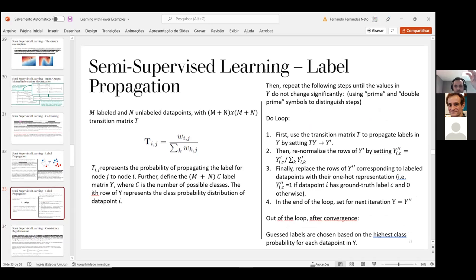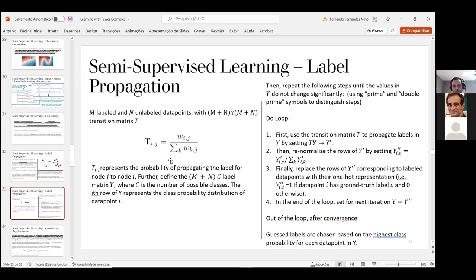So if we try to go deeper on the algorithm, suppose we have m labeled data points and n unlabeled data points, with an (m plus n) times (m plus n) transition matrix T, given by the weights W_ij, index i-th row, j-th column. This transition matrix is usually normalized to one, so we rescale all the weights by the row sum. And hence, T_ij represents the probability of propagating the label from node j to node i.